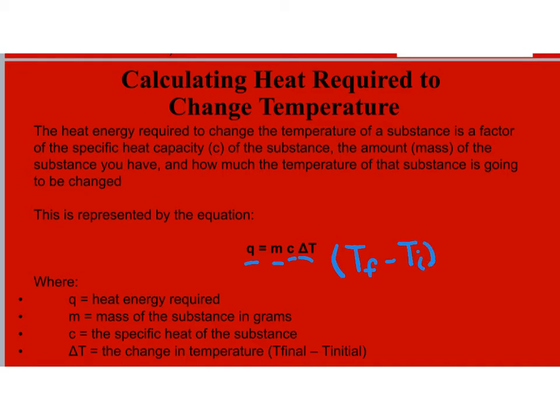What you'll notice is that if T_F is greater than T_I, this is going to be positive, which means Q is going to be positive, which means energy's got to be put in, so it's endothermic. If T_F is less than T_I, it's going to decrease in temperature, which means Q is going to be negative, which means energy is going to come out, and it's exothermic. So T_F minus T_I determines quite a bit.